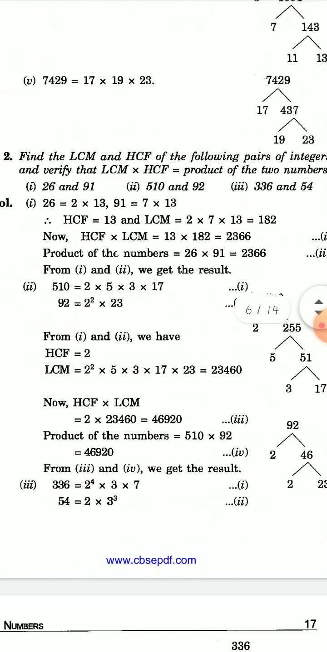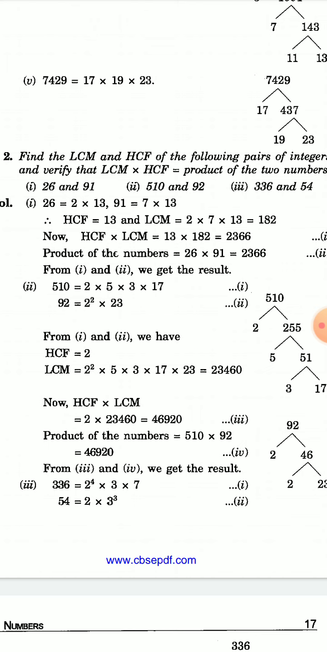Now if you look at the second part, the prime factorization of 510 is 2 into 5 into 3 into 17. The prime factorization of 92 is 2 square into 23. Now we will find the highest common factor. If you try to find the common factor in these two numbers, 2 is the only number which is common. So the highest common factor is 2.